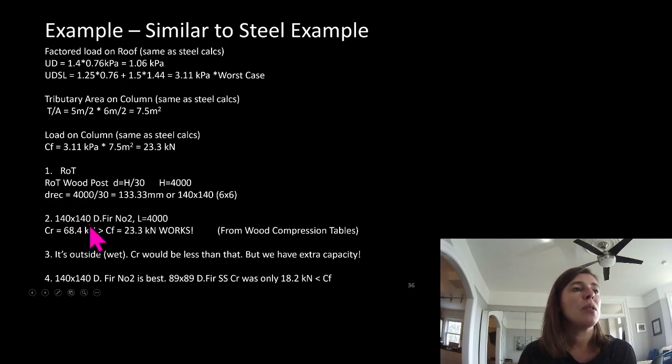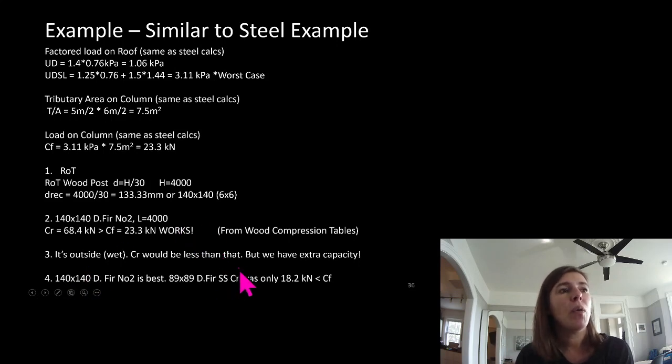They wanted to know, did the 140 by 140 Douglas fir number 2, that's 4 meters tall, work? Well, we looked up a CR of 68.4 kilonewtons, and CF was 23.3. It works. We know that it's outside, so it's wet, so that CR would actually be lower than that, but we've got lots of capacity, like 3 times the capacity we need. So I'm comfortable saying that works without going through the full calculation.